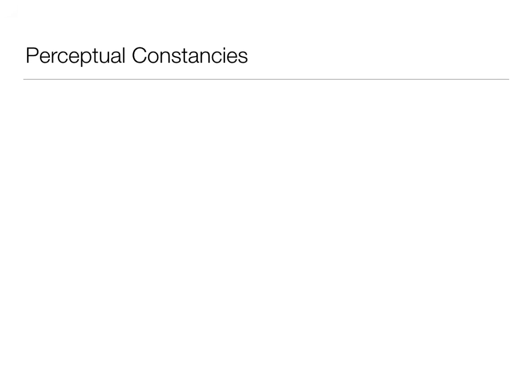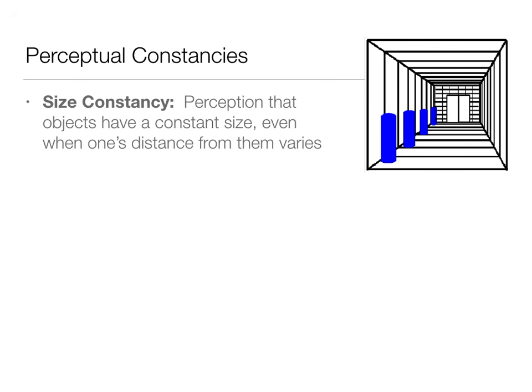So the three that we're going to talk about are size constancy. This is, again, that perception that objects have a constant size even though the distance from them varies, okay? So in this image, you're going to perceive those blue columns all as the same size, and that just the last one is further away, not that it's actually smaller. That's the same thing as seeing your friend in a hallway or a dog down the street. You don't think that dog is a Chihuahua instead of a German Shepherd because it's far away. You just think it's far away because of size constancy.